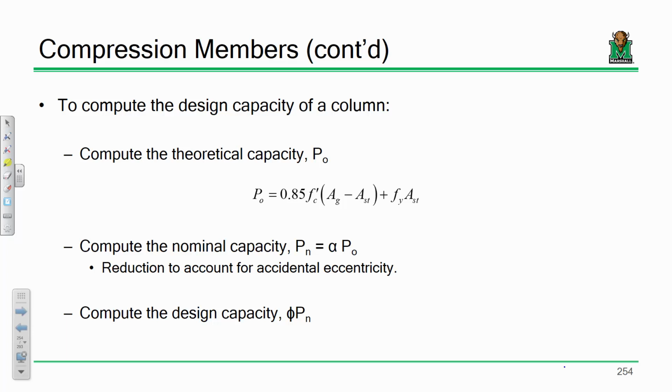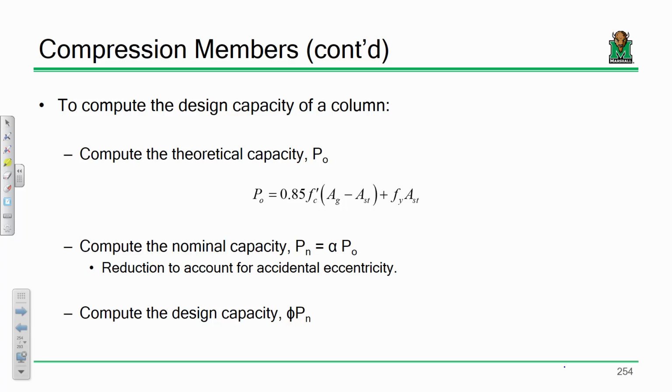What's the area of the concrete? 12 by 12 minus 4. It's the gross area of the column minus that 4 square inches. So the way that we compute the theoretical capacity is we take 0.85 f'c times the area of the concrete, which is the gross area minus that, plus Fy times the area of the steel. So do you understand why the equation is set up like that?